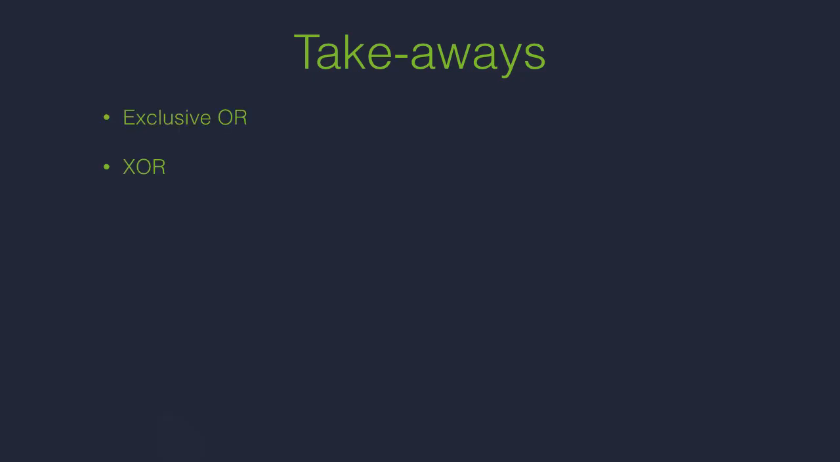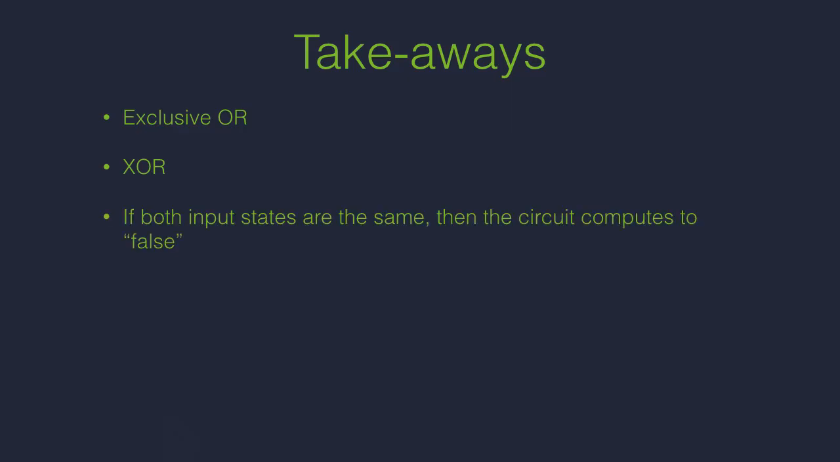Exclusive OR, that's an XOR. If both input states are the same, then the circuit computes to false. Doesn't matter if both inputs are false or both inputs are true, they're the same. So it's going to compute to false. Else, the circuit's going to compute to true. That's it. Spend a little time, make sure you understand that.